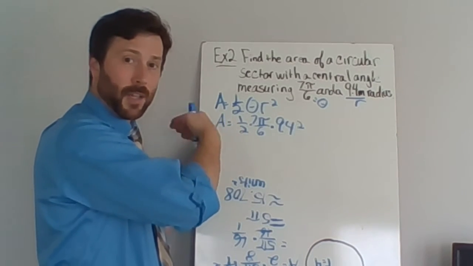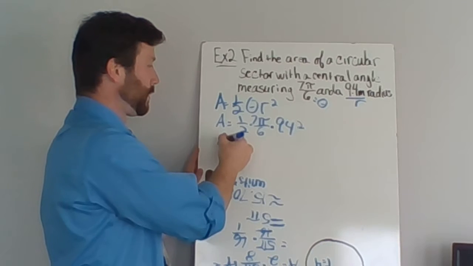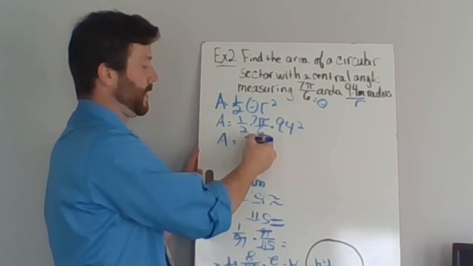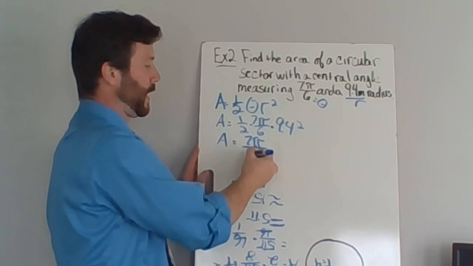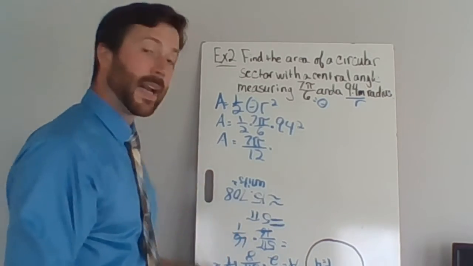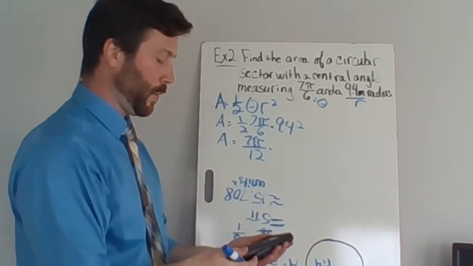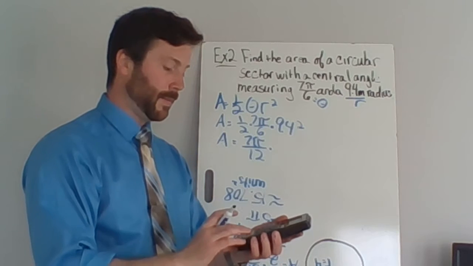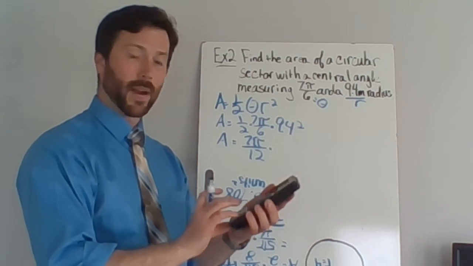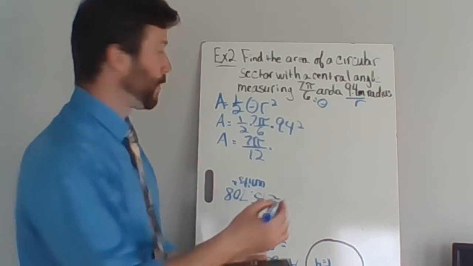So area equals 1/2 times 7 pi over 6 times 9.4 squared. So multiplying the two fractions, multiply straight across. 1 times 7 pi is 7 pi. 2 times 6 is 12. And I need to multiply that by 9.4 squared. Now, I don't know what that is off the top of my head, so I'll do 9.4 squared and get 88.36.